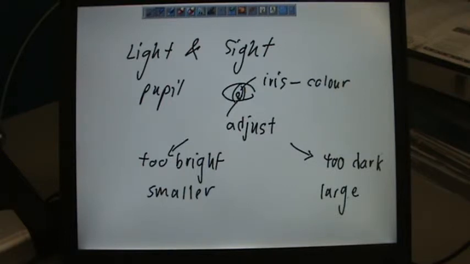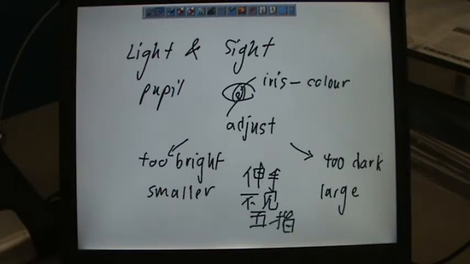I remember I went to a cave in Perak. I forgot the name of the cave. The tour guide just switched off the light in the cave, and we can't really see anything at all. Even if our pupil tries to adjust to be as large as possible, we still can't see anything. It's like what the Chinese say, 伸手不见五指. So that's adjustment of the pupil.